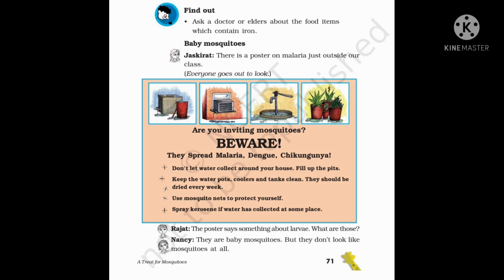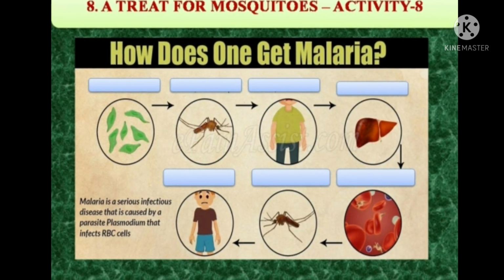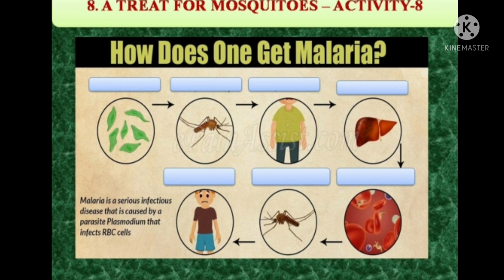Rajat says the poster says something about larvae. What are those? Nancy, they are baby mosquitoes, but they don't look like mosquitoes at all. So that's another interesting matter. So we will learn more about stages of development for mosquito and about larvae as well in our next video.